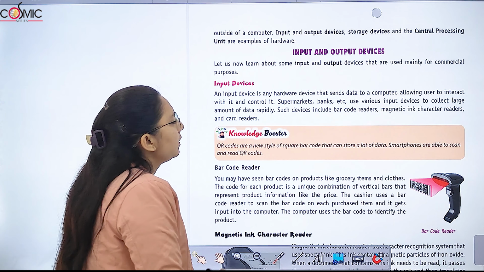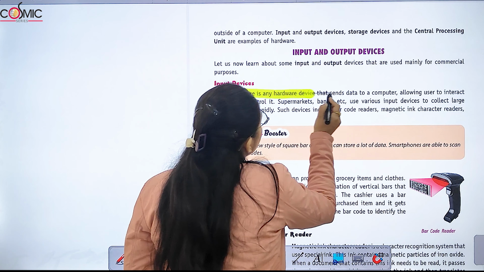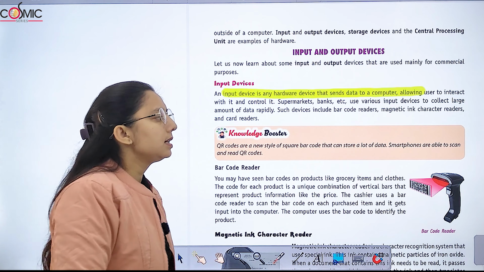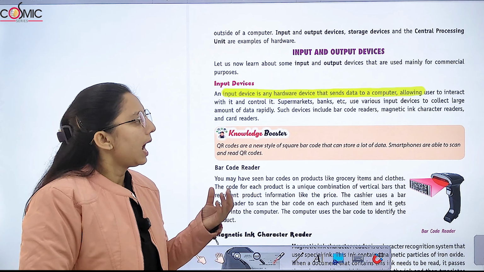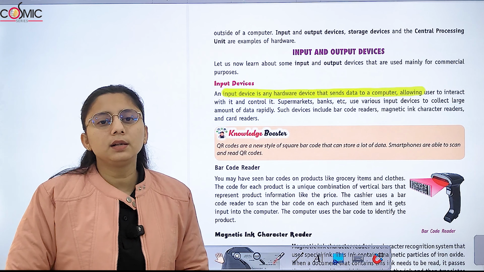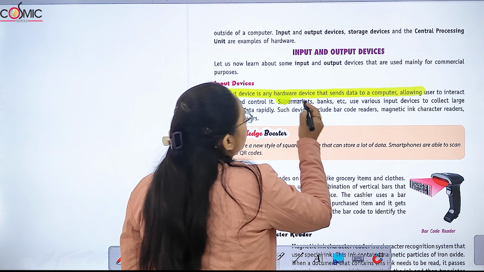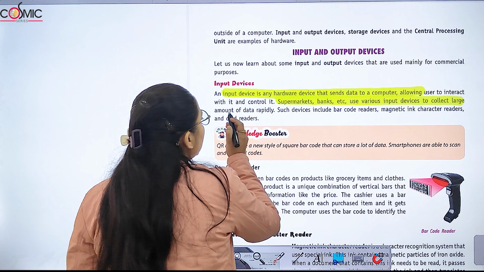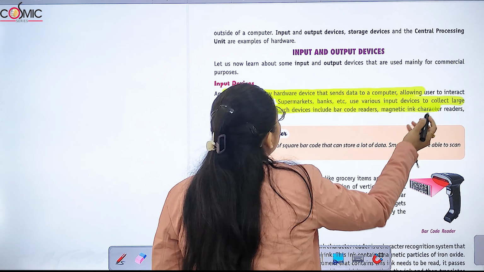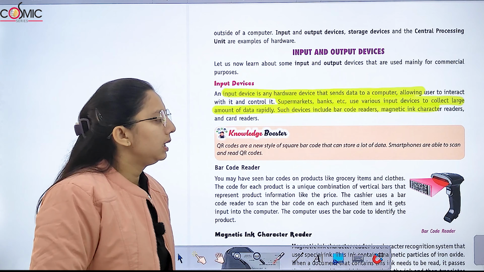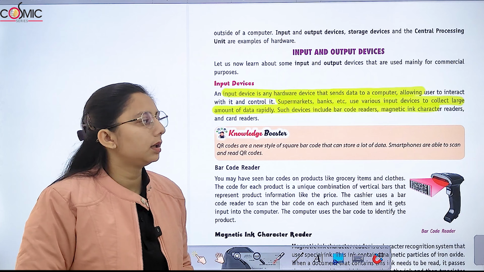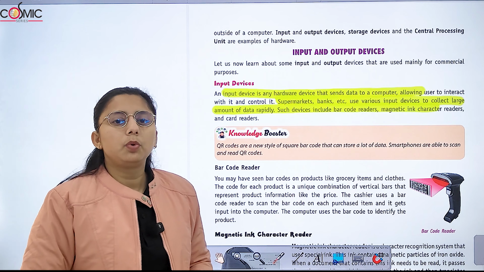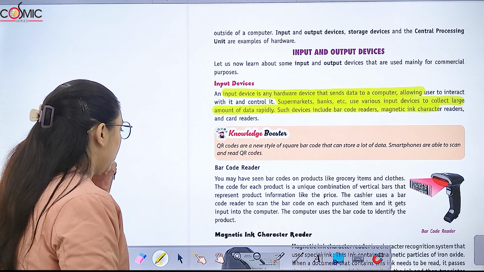So what are input devices? An input device is any hardware device that sends data to the computer and allows the user to interact with it and control it. Supermarkets and banks use various input devices to collect large amounts of data rapidly. This is the barcode reader. We have magnetic ink character readers. What are these? These are input devices. Then we have the barcode reader.